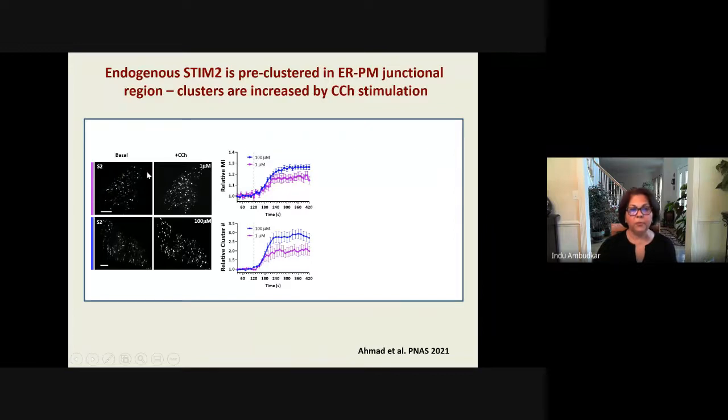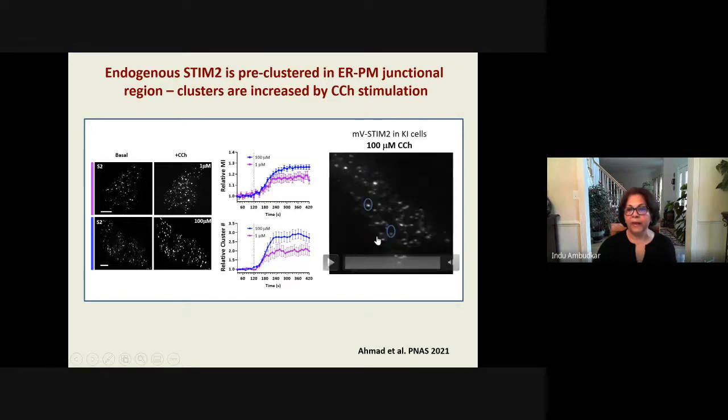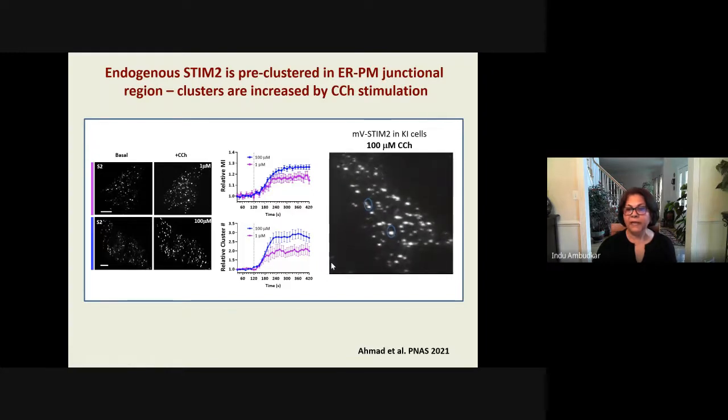So here are the responses to carbachol, low carbachol, and high carbachol. And we have now calculated the number of STIM2 clusters as well as the intensity. And here is a video showing what this endogenous STIM2 looks like. So what is immediately apparent is that they are pre-clustered. A lot of the clusters are highly mobile.